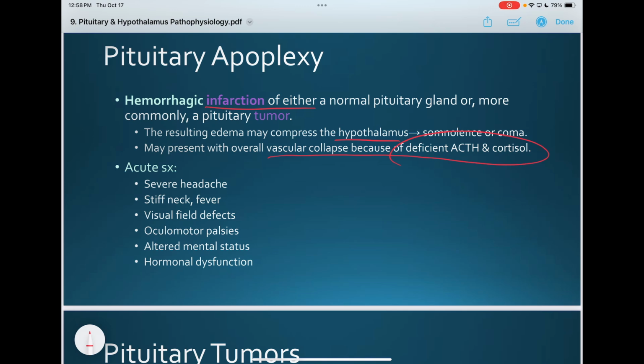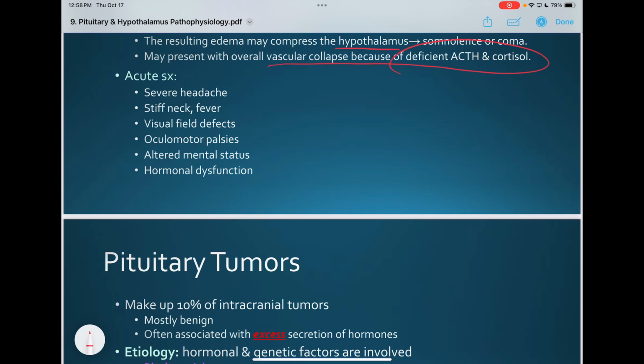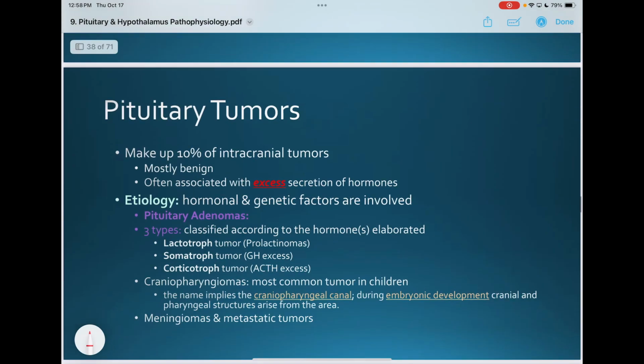Acute symptoms, severe headache, stiff neck, visual field problems, oculomotor. A lot of common symptoms for stiff neck could be meningitis. There's other things that there could be with these complaints, but if they come in with complaints of a headache or they have symptoms of other problems, they're very sleepy, somnolent, check your hypothalamus hormones.